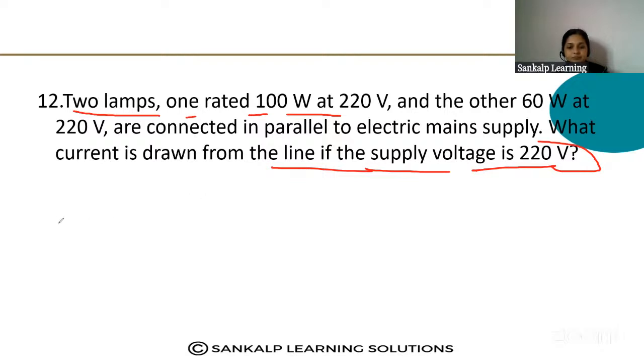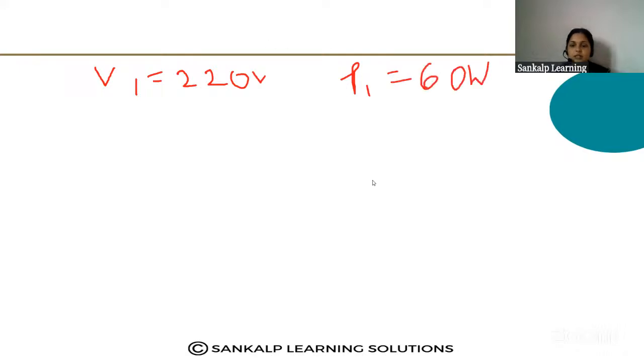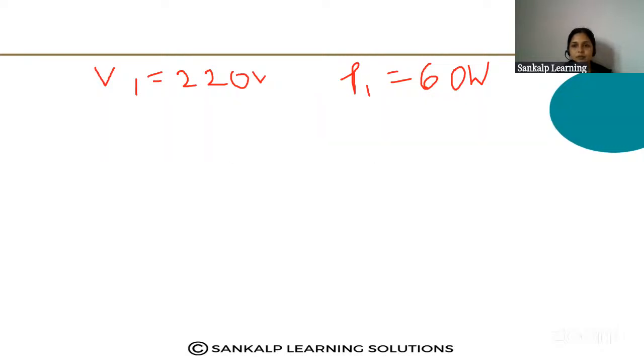Here I will take V1 is equal to 220 volt and V2 also, that is 220 volt. So I will take a new page. V1 is equal to 220 volt. Then P1, what is the power drawn? That is equal to 60 watt, right? So 60 watt, check it once. That is 220 volt. One rated 100 watt, sorry, yes. So this is 100 watt.